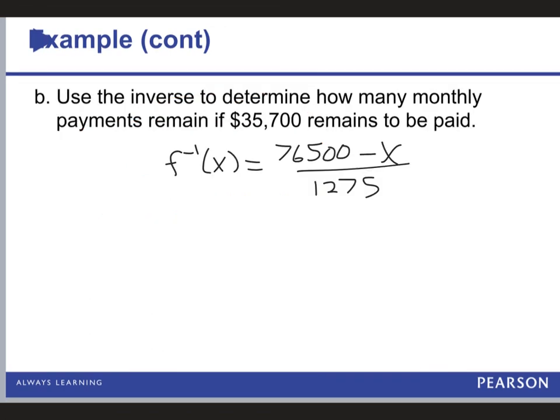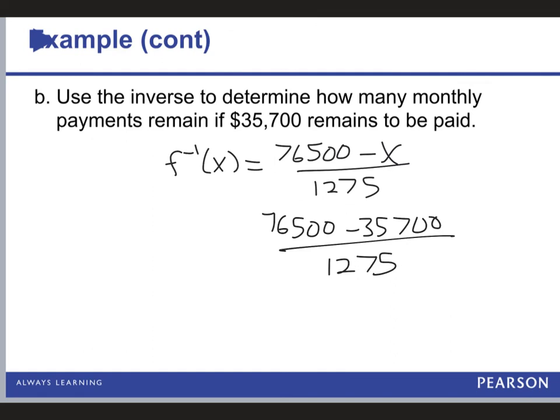Okay, so let's put this inverse function to work. So here it is, the inverse function we came up with, and we owe $35,700 still. So that's going to be my input, and I'm going to subtract it from 76,500, and then I'm going to divide it by 1,275. And so 76,500 minus 35,700 divided by 1,275. And when I calculate this, it turns out that I get 32 as my answer. So that means 32 more payments have to be made. So that's a couple years yet.